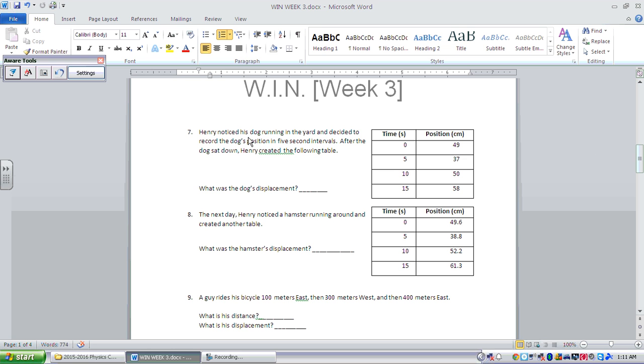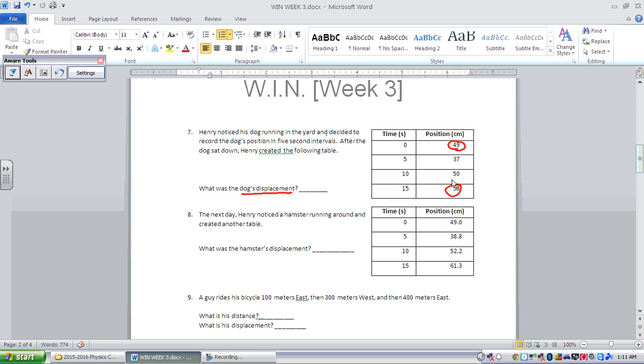So number 7, it says Henry noticed his dog running in the yard and decided to record the dog's position in 5-second intervals. After the dog sat down, Henry created the following table. And you can see here that at the original time, the position was 49. That's going to be very important. And then it says we want to find the dog's displacement. So if we go from 49 to our final position at time 15 seconds, where the dog stops and sits down, the new position is 58.